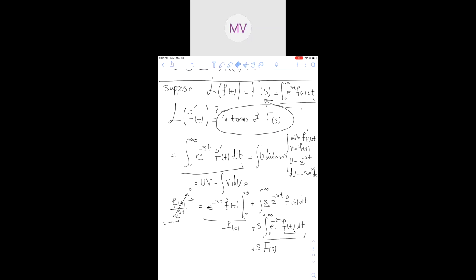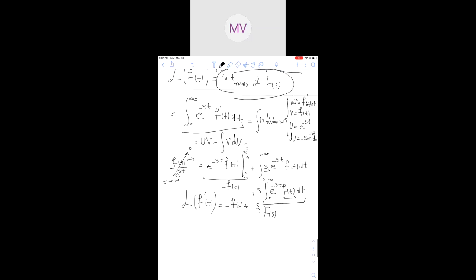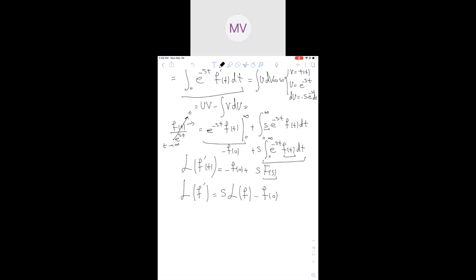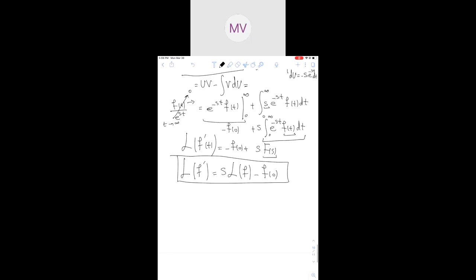Okay, so the right side eventually is negative f of 0 plus s F of s. And what was this? This was the Laplace of f prime of t. So basically we wrote Laplace of f prime, I'm going to ignore t, is s times Laplace of f minus f evaluated at 0. Simple as that. Okay, and it's a formula. It works.